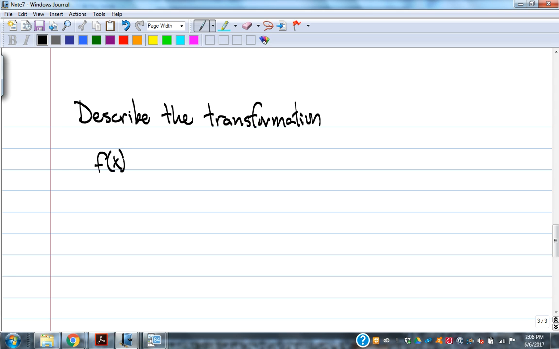f of x is equal to 3x squared minus 7. What did that do to the x squared graph? What transformations have happened here? I don't know what letter this would be. I'm going to call it example A, just for this first time we've really done something completely. Okay, so what does the 3 in the front do?